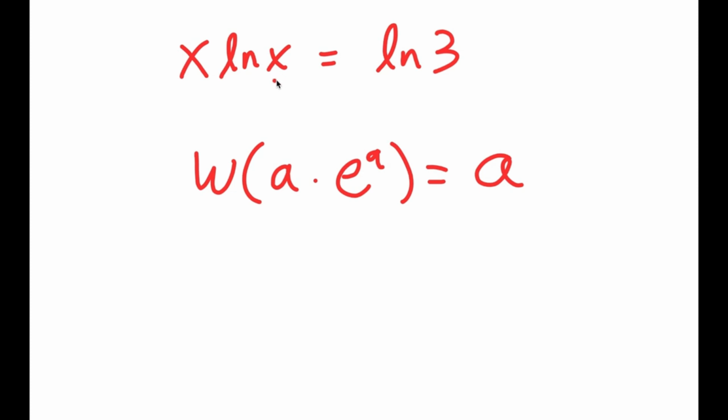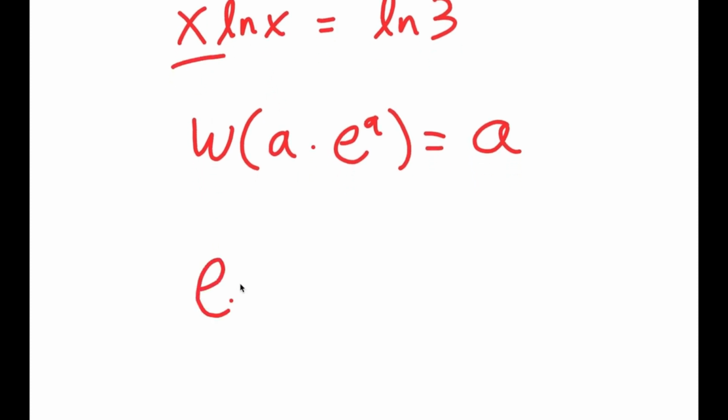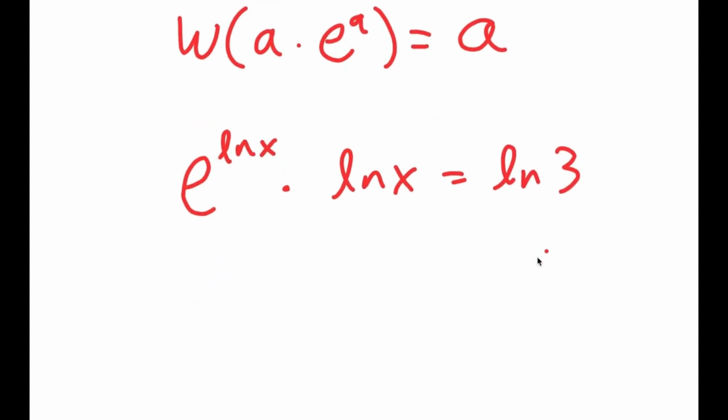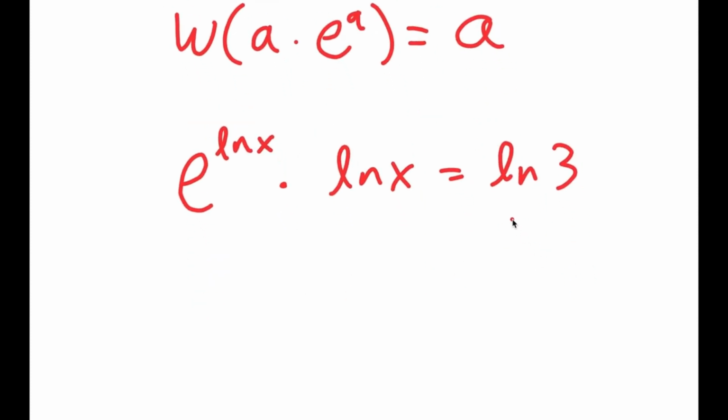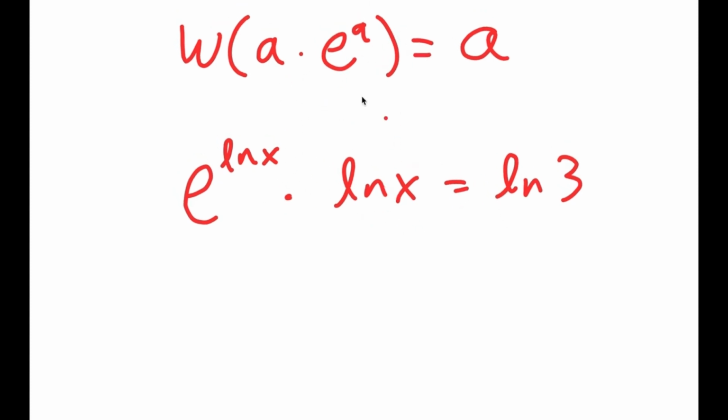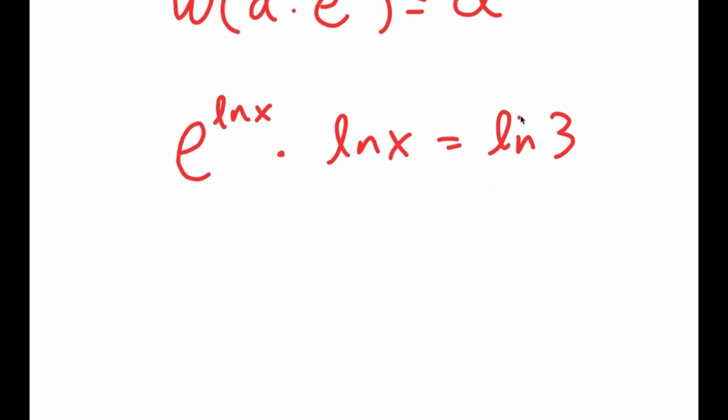Well, I'm going to first start by rewriting this x as e to the power of ln of x, because e to the power of ln cancel out, so that's just x is all that remains. So x is the same thing as e to the power of ln x, and I have this times ln x is equal to ln 3. So now notice how this is in the form a times e to the power of a, a in this case being ln x, so it's the form ln x times e to the power of ln x is equal to ln 3.